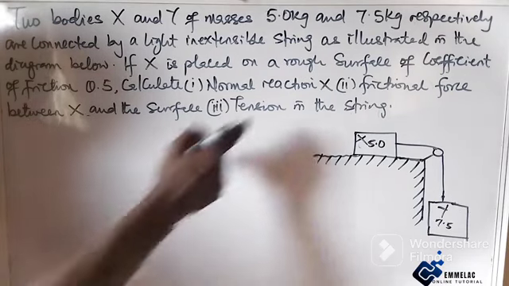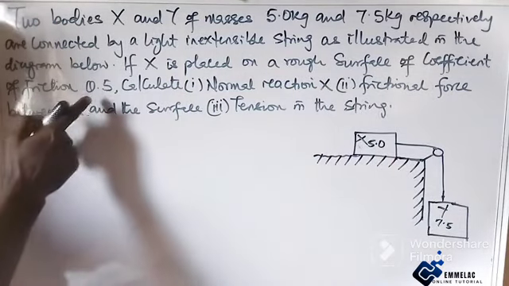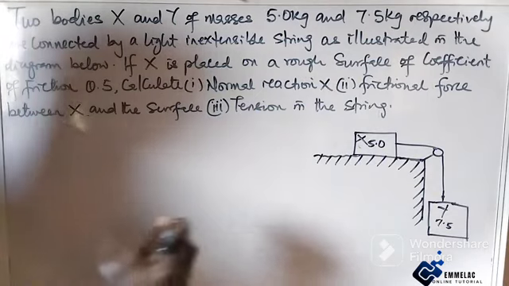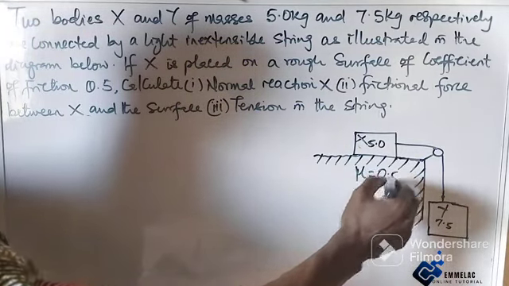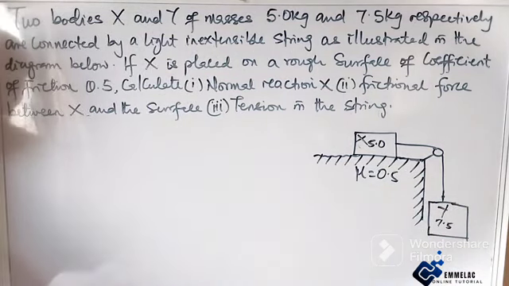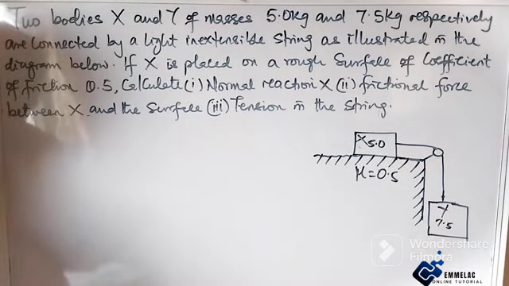Now, the rough surface has a coefficient of static friction, which means that the coefficient of static friction is 0.5. Now calculate the normal reaction.